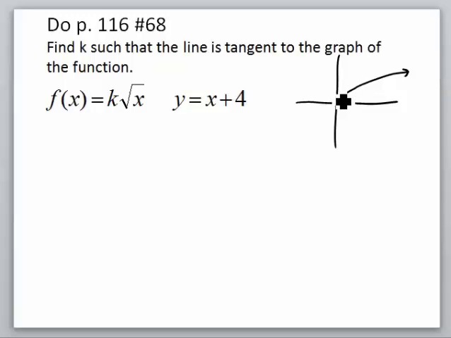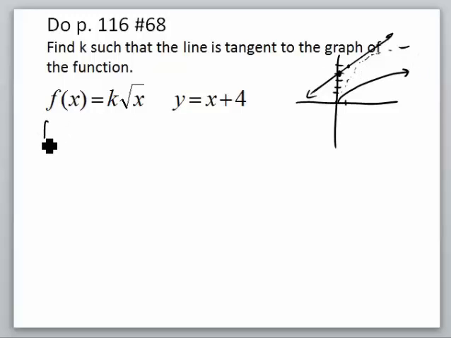What they want to know is, if I was to take this graph right here, or this line, what would I have to make k so that it would come up here and be tangent with y equals x plus 4? So I want to know, where is there a tangent line along the curve that has a slope of 1 so that these two will meet up with each other.